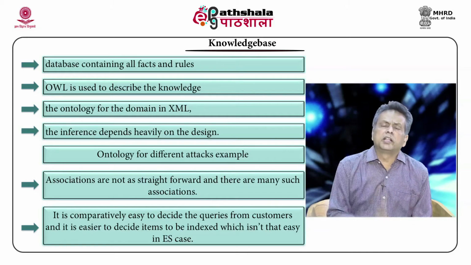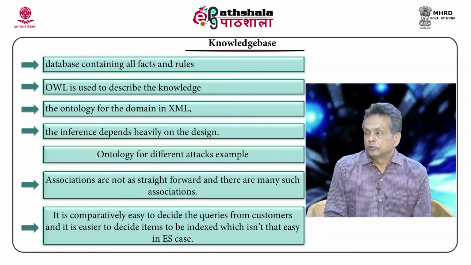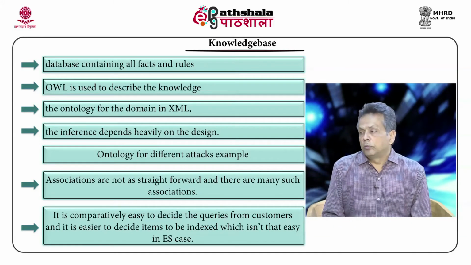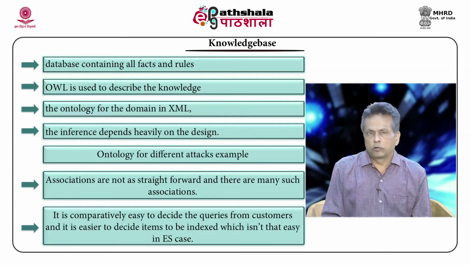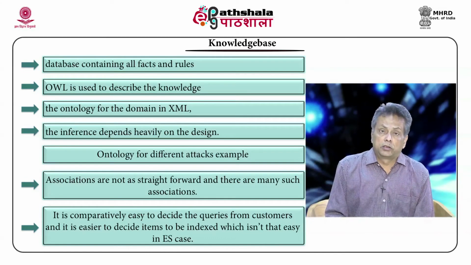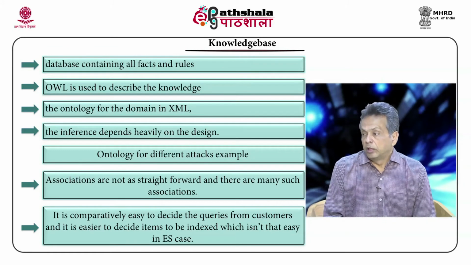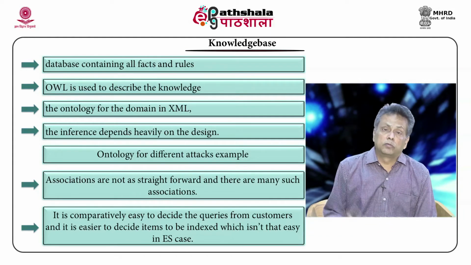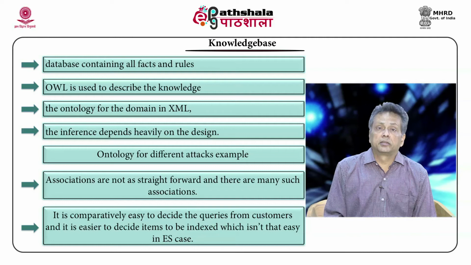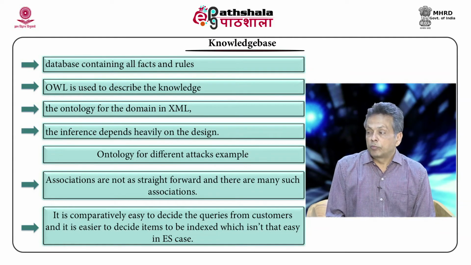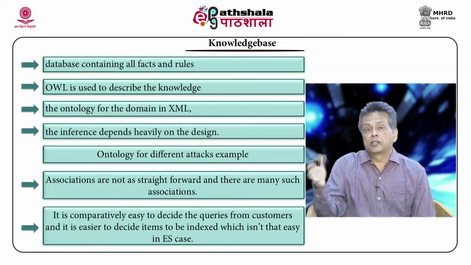The knowledge base basically contains two things, as we know: facts and rules. For example, OWL is used to describe the knowledge, one example. Okay. There are other ways of doing that, such as frames or frame systems or semantic nets or whatever. Okay. The ontology, for example, is provided using XML, and there is an example, and the inference is based on how you do this.